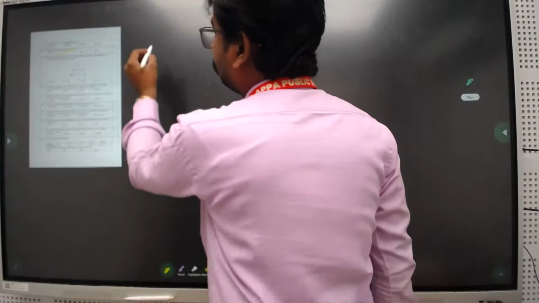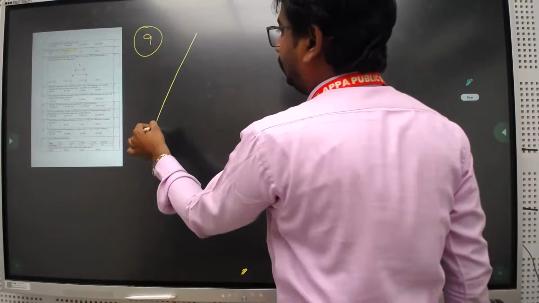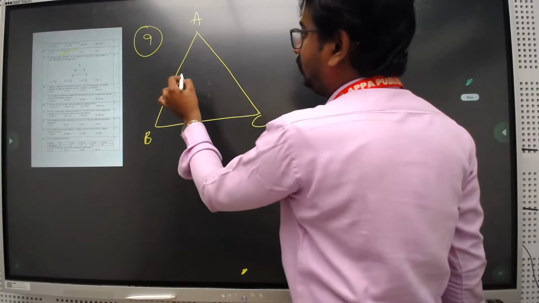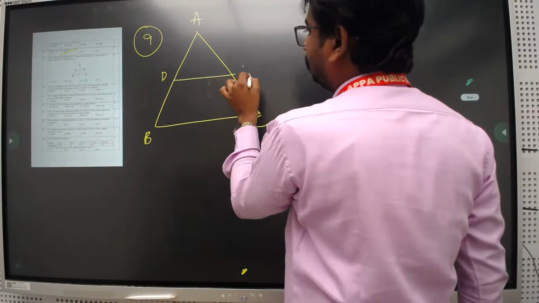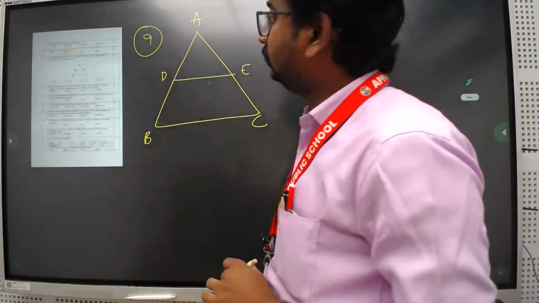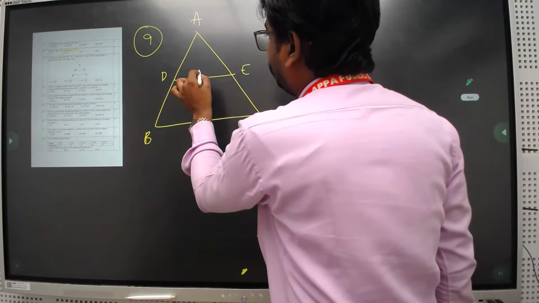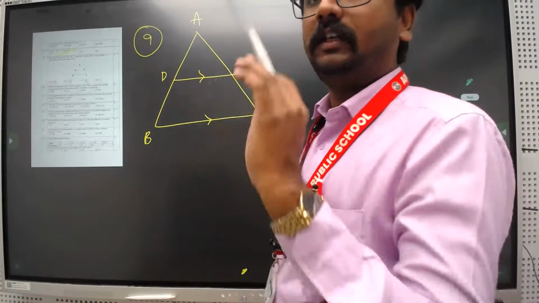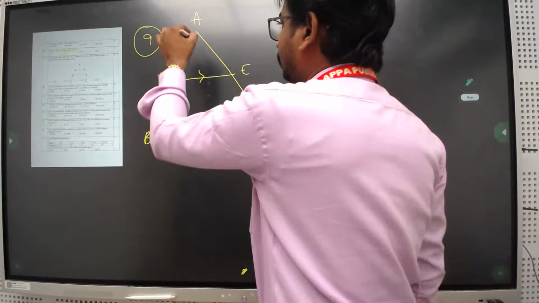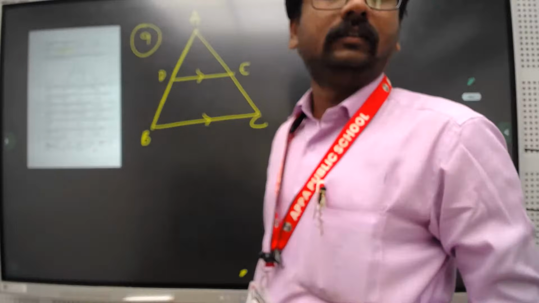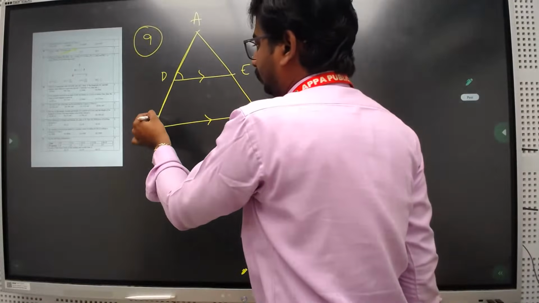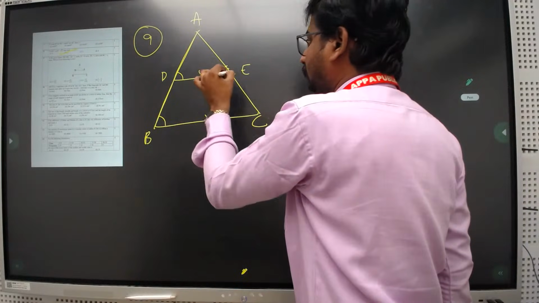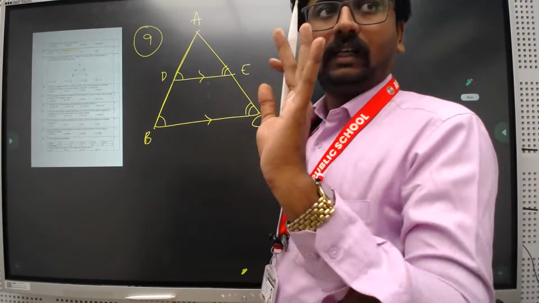First, I will draw the figure of question number 9. There is a triangle ABC. D and E are the points on the sides AB and AC. They said DE is parallel to BC. Whenever two lines are parallel and the transversal intersects the parallel lines, then these two angles are called corresponding angles. Again, these two angles are called corresponding angles. Remember this concept.